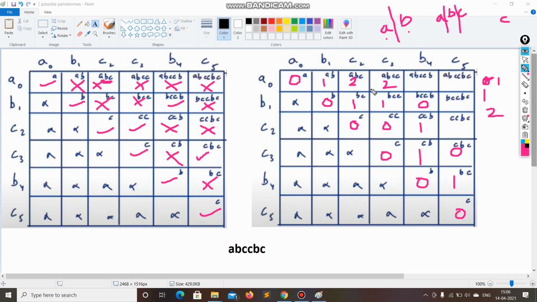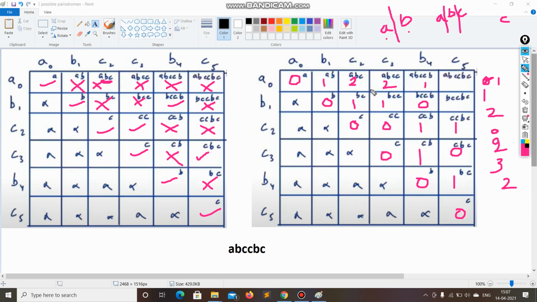See here, for ABCC, 0 plus 0, you get 0, 1. 1 plus 1, 2. 2 plus 1, 3. 2 plus 0, 2. So what is the minimum here? 0. So 0 plus 1, 1. Same with this also. Here, 0 plus 0, 0. 0 plus 1, 1. 1 plus 0, 0. What is the minimum? 0. So 0 plus 1, 1. Only one cut is required.